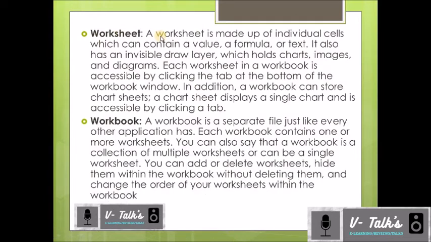Next is the worksheet. A worksheet is made up of individual cells which can contain a value, a formula or text. It also has an invisible draw layer which holds charts, images and diagrams. Each worksheet in a workbook is accessible by clicking the tab at the bottom of the workbook window. In addition, a workbook can store chart sheets. A chart sheet displays a single chart and is accessible by clicking a tab.